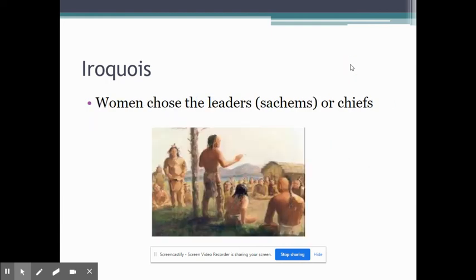Many times a young man would want the blessing of his mother because only the women got to vote. Women chose the leaders of the Iroquois tribes, not the men. Now, the men were the actual leaders, but the only way that you could get to be the chief, is if the mothers thought you were worthy.